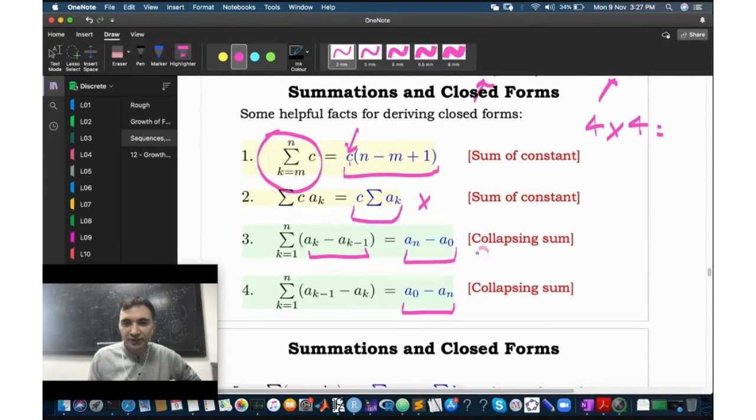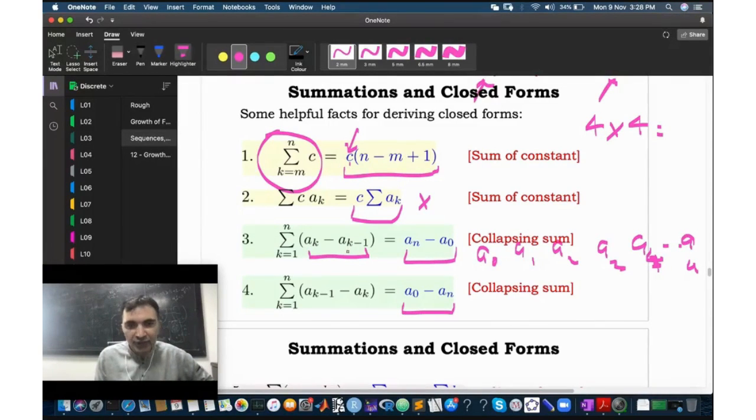Okay, so let's say I have A0, A1, A2, A3, A4, and so on, AN. Okay, and I need to sum Ak minus Ak-1. So what it's saying is that Ak को sum करो और Ak-1 को remove कर दो. Okay, so I need to sum this and I need to remove this. In the next term, when k is 2, I need to include this and I need to remove this. Okay, and in the next term, I need to include this and I need to remove this.